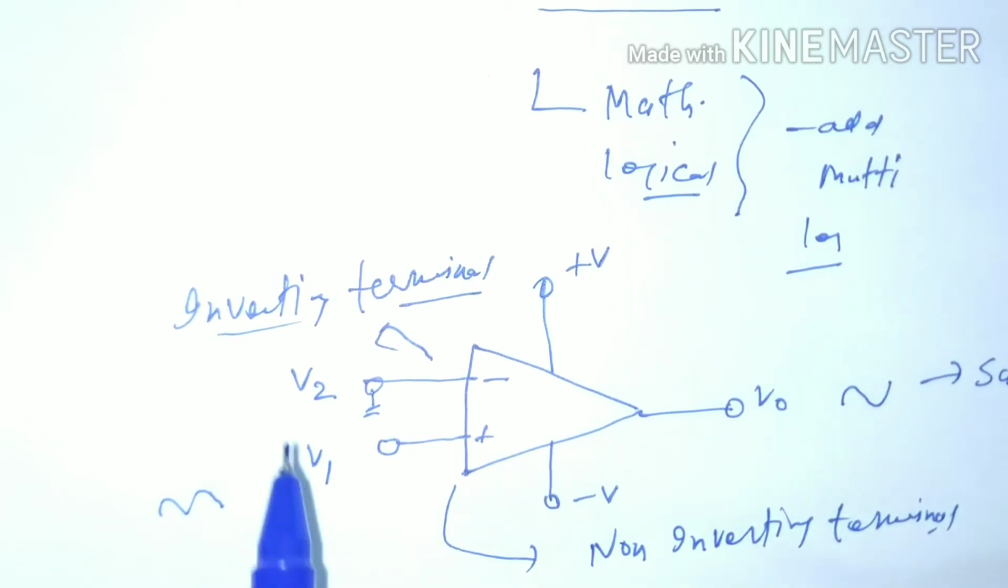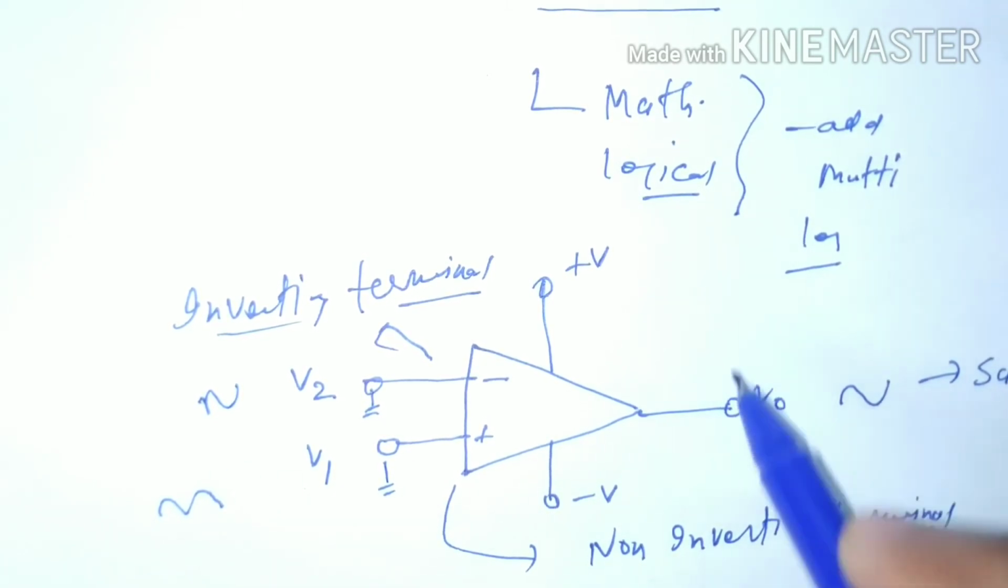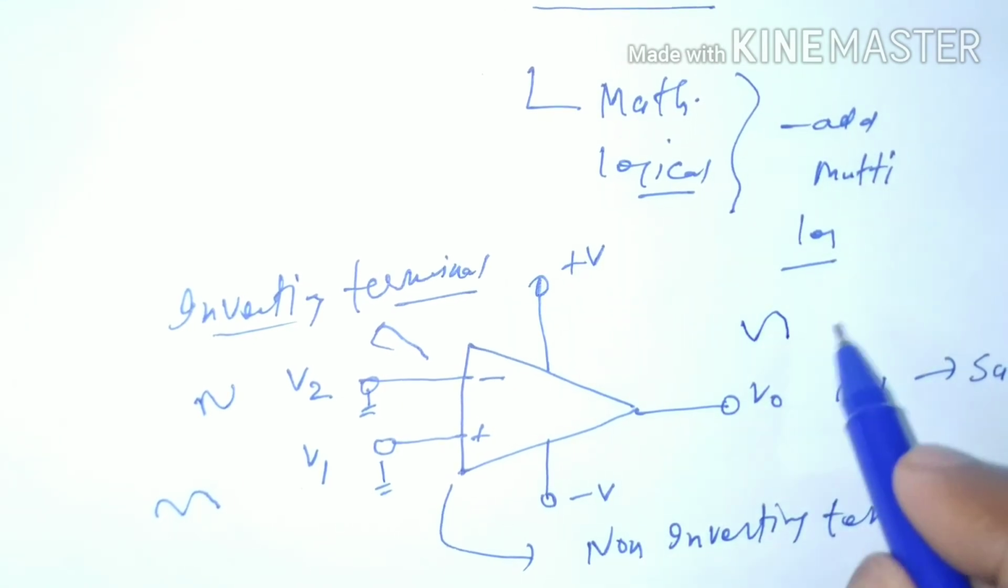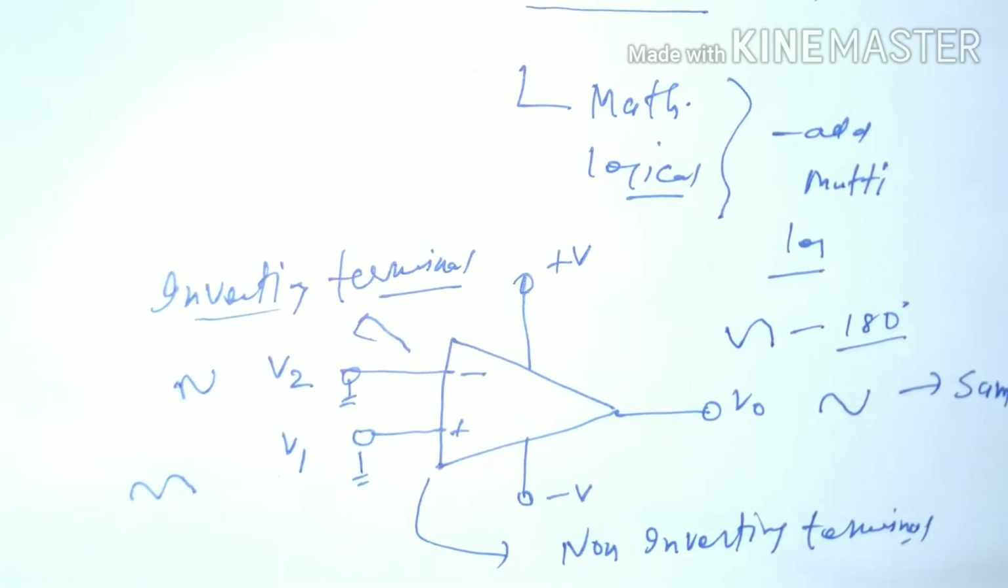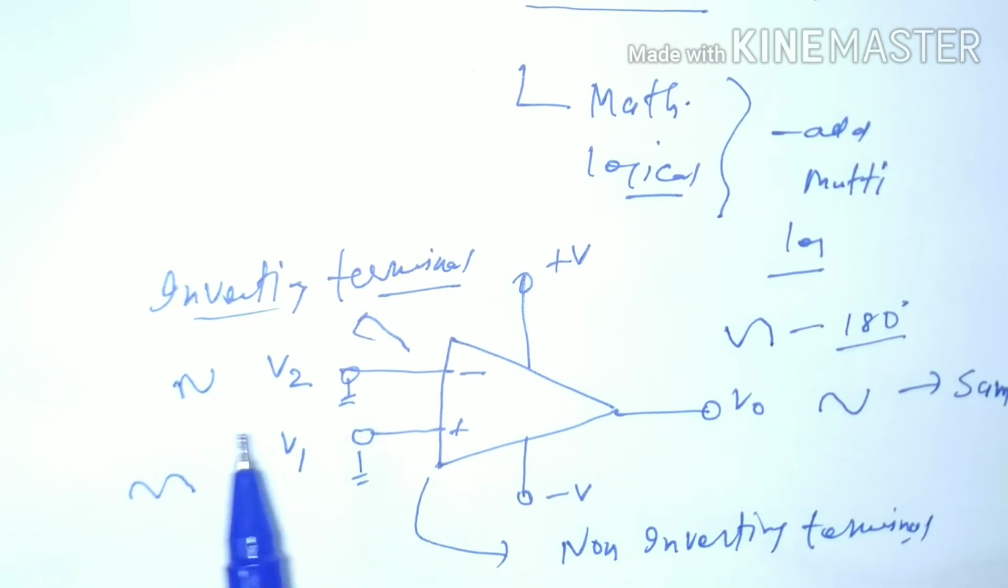But if we apply input at this inverting terminal, and the other terminal is grounded, then the output will be inverted. That is, its phase changes by 180 degrees. That's why it is called the inverting terminal. It inverts the phase by 180 degrees, and the other is the non-inverting terminal because it does not change any phase of the input voltage.